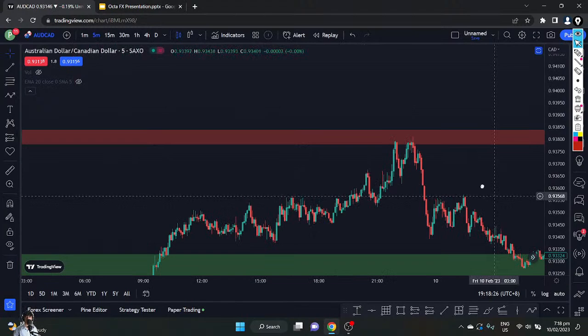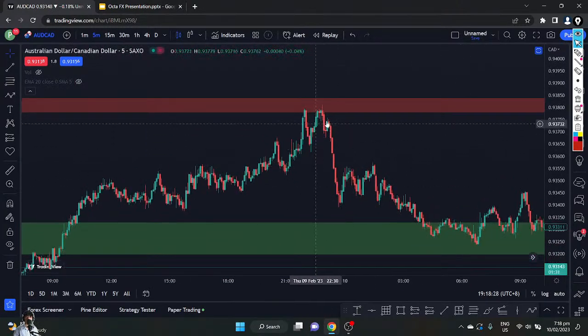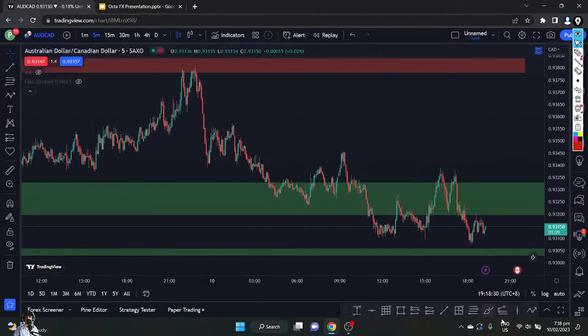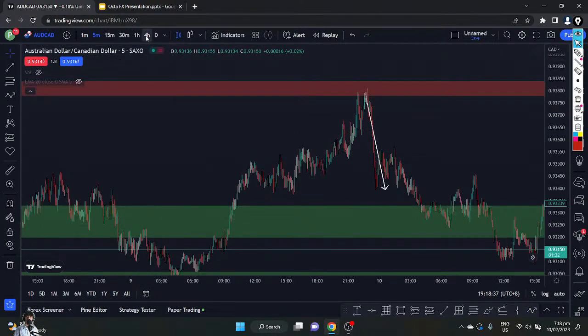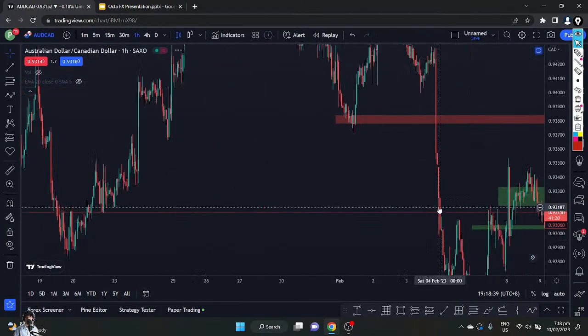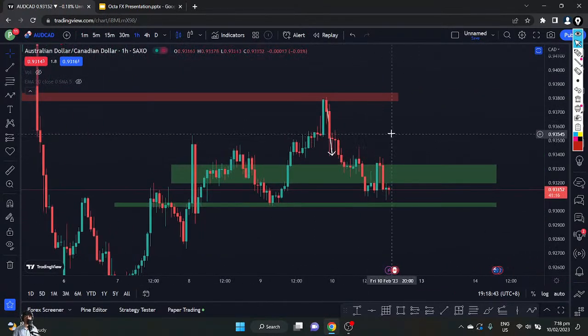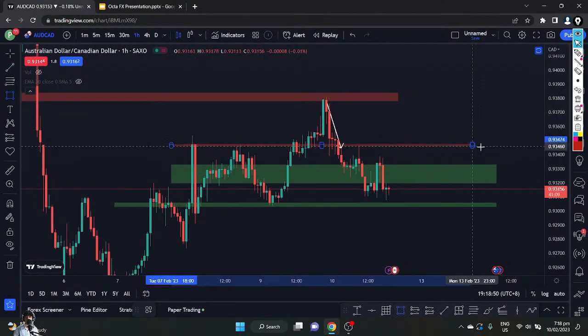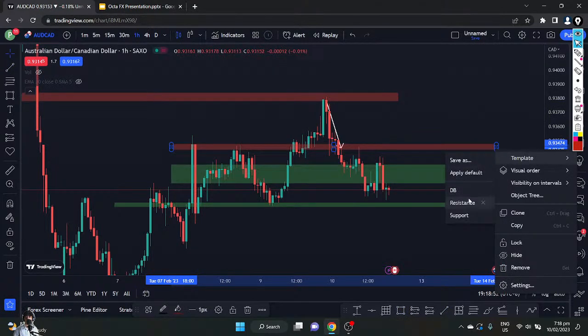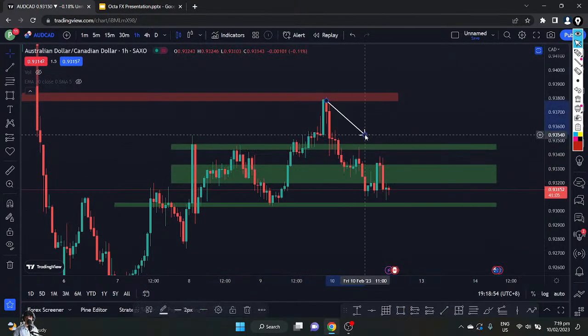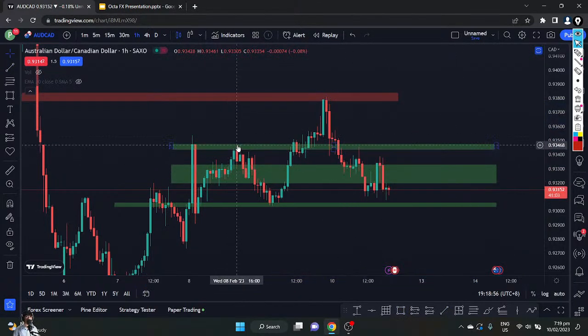Then keep in mind that this previous support may act as a resistance. And again, other traders will try to ride this pullback and they will try to sell until the price reaches an important support level that can be found on the 1 hour time frame, which is our time frame analysis. So let's say we are trying to take our profit once the price pulls back into our previous resistance, which is our previous one.